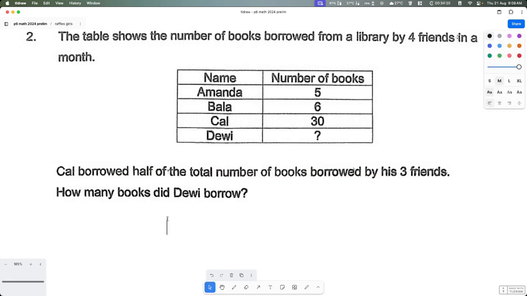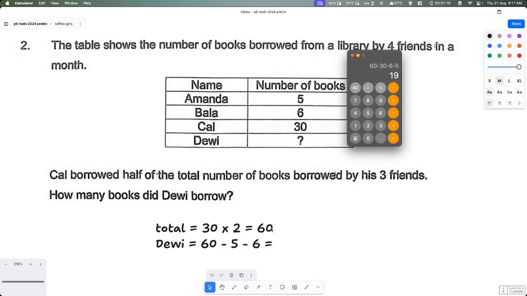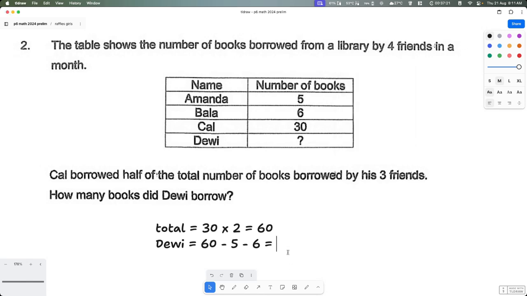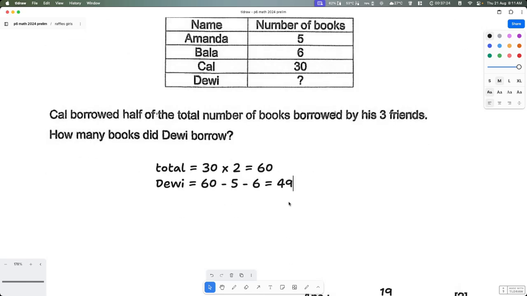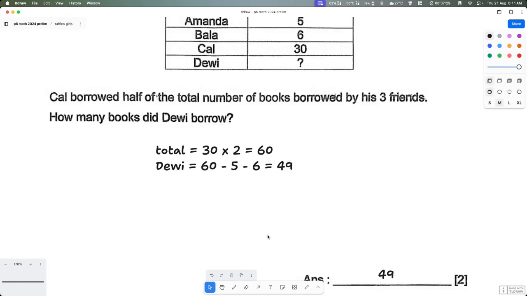Okay, so that means the total is equal to 30 times 2, which is 60. All right, once we get the total, Cal borrowed half of the total. So that means there will be 60 minus 5 minus 6, which is 49. There you go. So that's your answer. Dewi is 49. Okay, so not 19, 49. All right, that's it for this question.